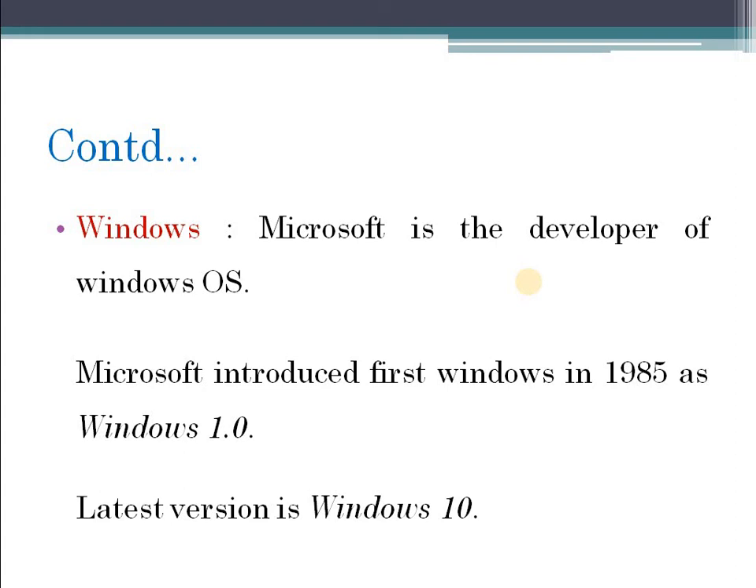The Windows operating system is developed by Microsoft. Windows is a very large family of operating systems. There are multiple operating systems in the Windows family. Microsoft introduced the first Windows in 1985.